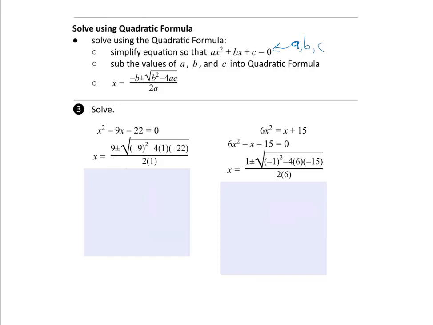In this case, it's x equals negative b. Be very careful of that. That's often where the mistakes begin. Plus and minus, remember plus minus, the root of b squared minus 4ac all over 2a.